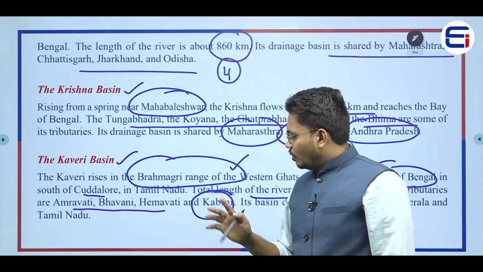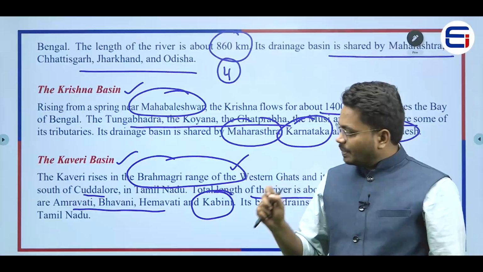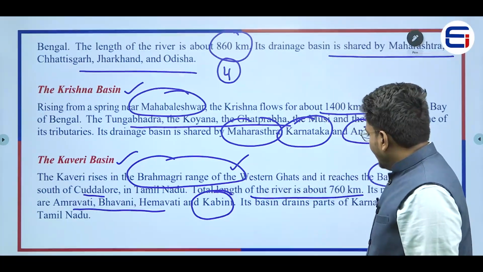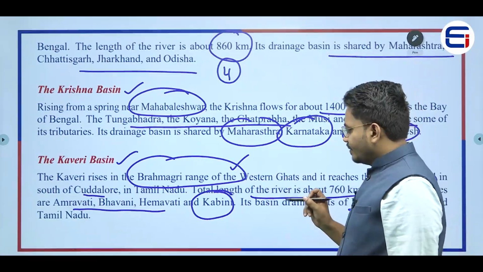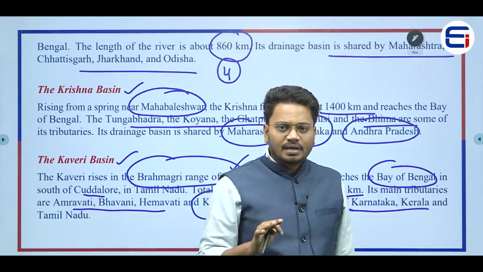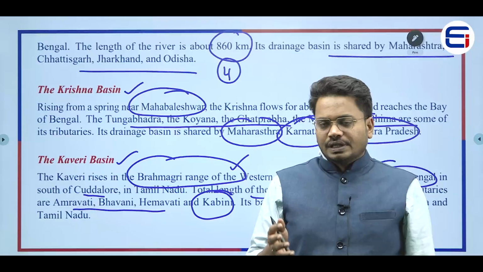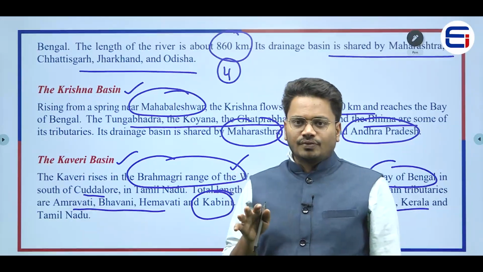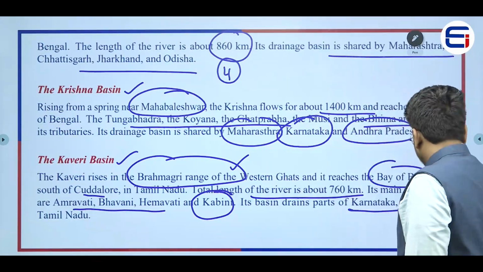These are the 4 important tributaries of this particular Kaveri basin. And this particular Kaveri basin we can see in 3 states. First one is Karnataka, second one is Tamil Nadu, third one is Kerala. So, in these 3 states we can see the presence of Kaveri basin.